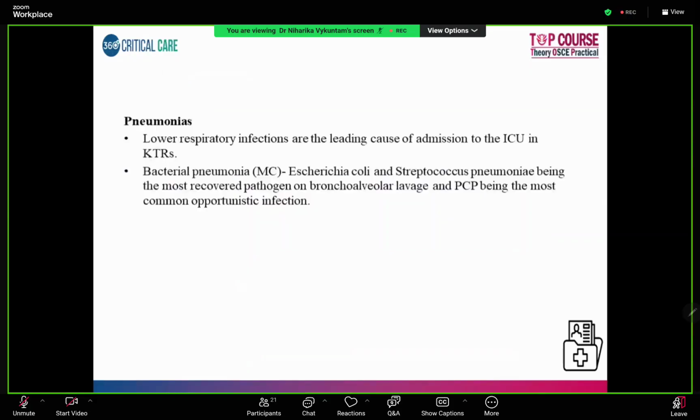Okay. Now, as I told, the most common infections are the pneumonias followed by UTIs, right? So, lower respiratory tract infections are the leading cause of admission to ICU in the kidney transplant recipients. The most common is the bacterial pneumonias, the most common organism being E. coli and the streptococcus. Okay. So, the next most common opportunistic infection is the PCP pneumonia in these patients.